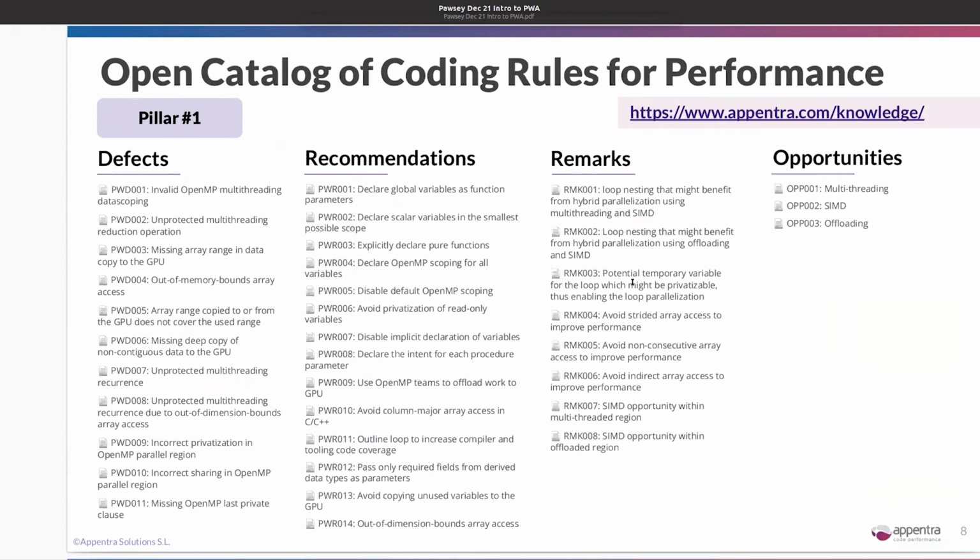So here you have just some of the current defects, recommendations, remarks, and opportunities. For instance, here you can see some good practice, like declare explicitly the OpenMP data scoping for all your variables when you are using OpenMP. Or you have some, like I said before, invalid OpenMP multi-threading data scoping. This is an example of a defect. This is wrong. This is a data race in your code, and it may be expressing itself already in the form of a bug, or maybe, and this is the trick with data races, it can appear sometime later in the future and be very hard to debug. So it depends on the exact algorithm that you are implementing in parallel.